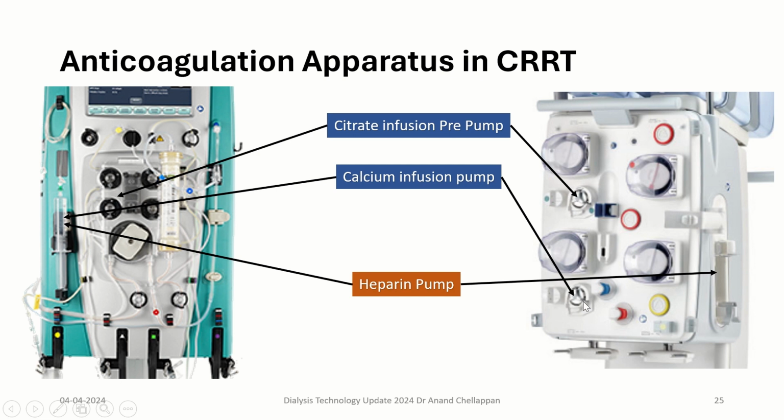The calcium infusion pump will infuse calcium post-filter. In this machine, the pre-blood pump infuses the citrate solution which goes by the name Regiocit in the Prismaflex, and post-filter calcium can be given through the infusion pump, or it can also be given by a separate line to the patient.